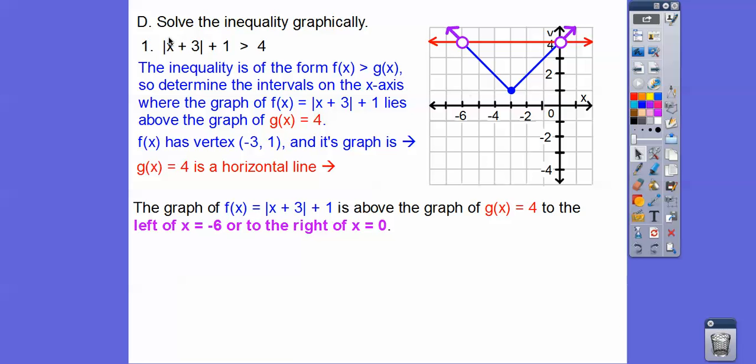So these are x answers, so x answers are left and right movement, so it's above when x is this way, so when it's to the left of negative 6, and the absolute value is above when it's to the right of 0. So we'll say that the solution is x is less than negative 6, that's to the left, or x is greater than 0, that's to the right of 0.